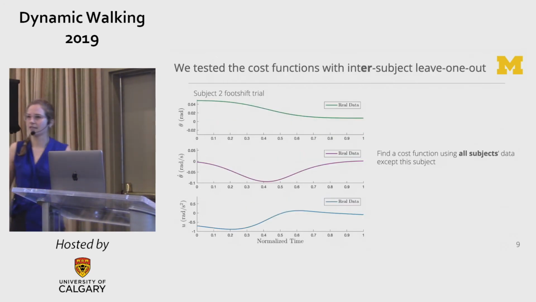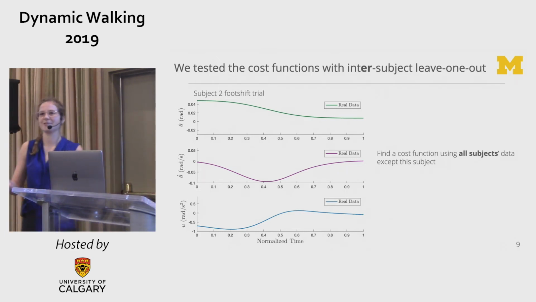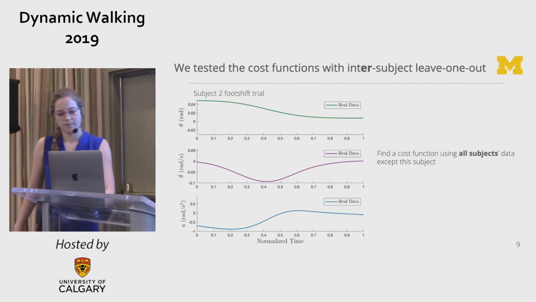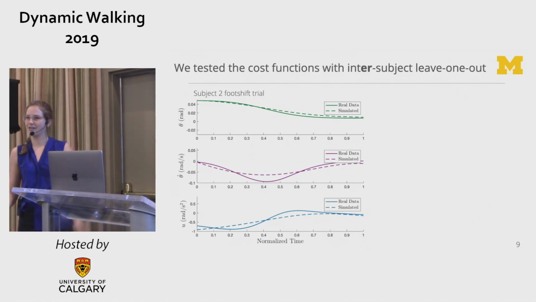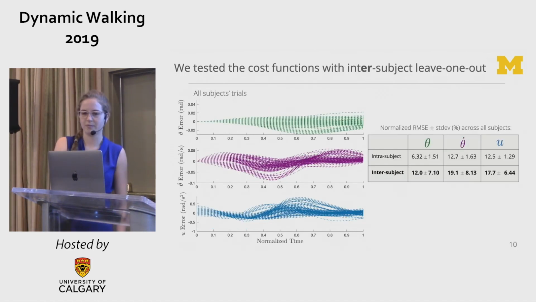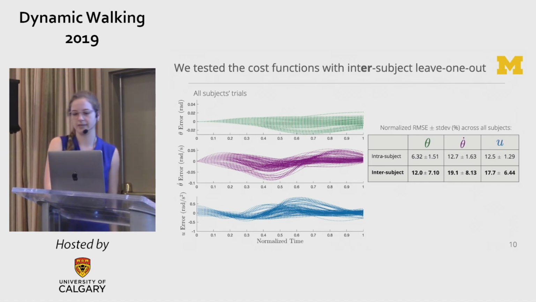So since these subjects looked similar, and all their cost functions look similar, we also used an intersubject leave one out. So this was, can we take a subject and use other subjects' cost functions to simulate their data? And in doing this, we again get a simulated trajectory that reaches standing, but across all subjects, we notice a larger error, especially in the angular velocity and input space.